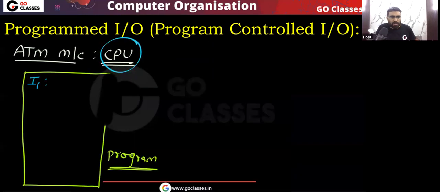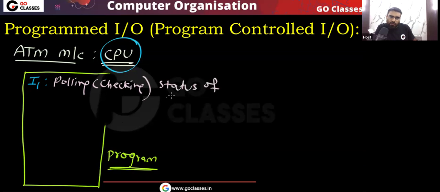Now, what is the first thing? What is this ATM machine doing? This ATM machine is continuously checking the status of the ATM slot. Yes or no? This is continuously polling, or I can say this is continuously checking the status of the ATM slot. Agree? Is this the first step or not? In the ATM machine, this is the first step, that it is continuously checking.